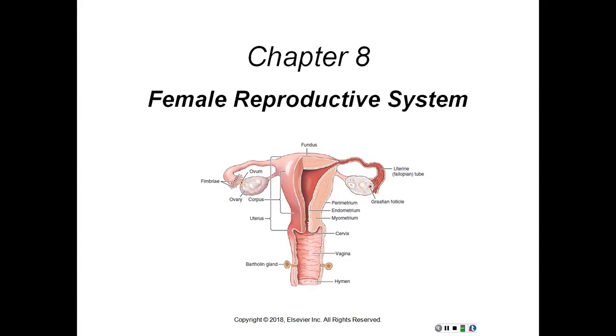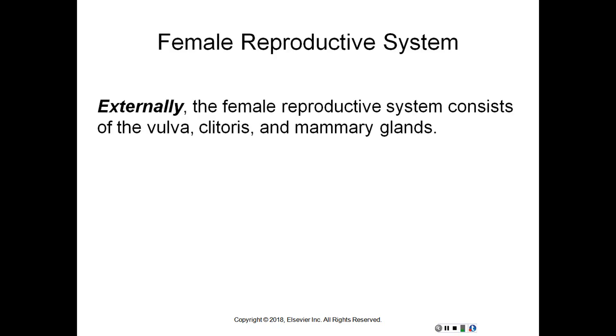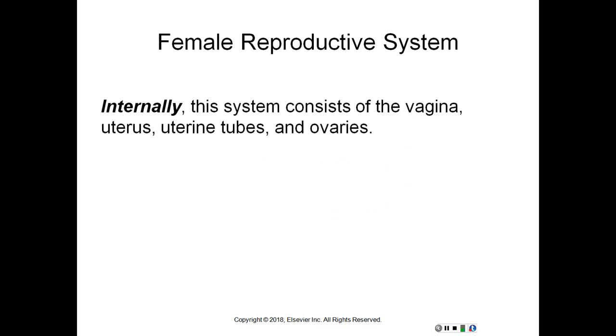This recording will begin Chapter 8 for the female reproductive system. Our first objective is to pronounce organs and anatomic structures of the female reproductive system. So externally, the female reproductive system consists of the vulva, clitoris, and mammary glands. Internally, it's the vagina, uterus, uterine tubes, and ovaries.